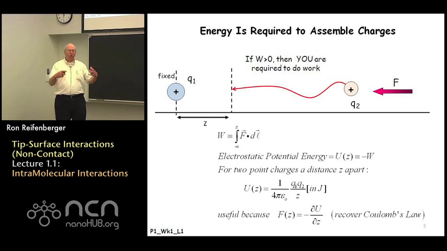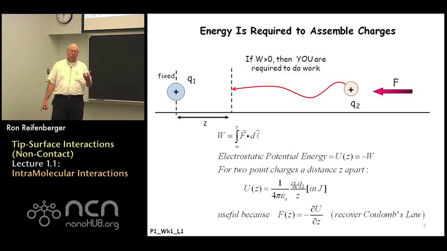There's a certain amount of work required to move charge Q2 in the presence of charge Q1. So if we start Q2 at some position far to the right, and we want to relocate that charge to some final position that's a distance z from charge Q1, a certain amount of work is required, and that work is defined to be the integral of the force exerted dotted into the path vector dl that the charge Q2 moves through.